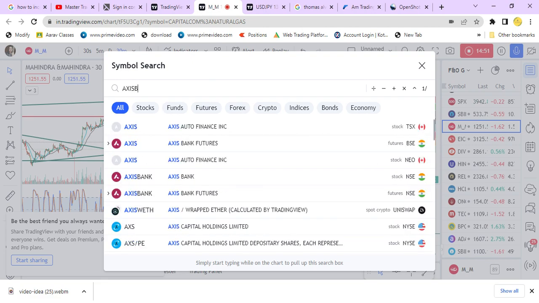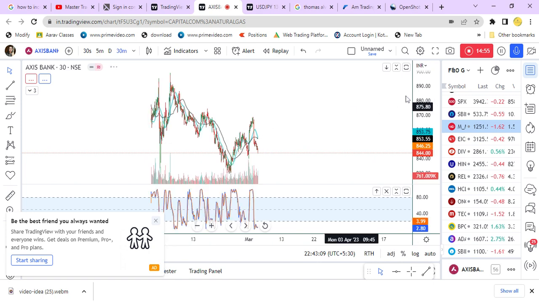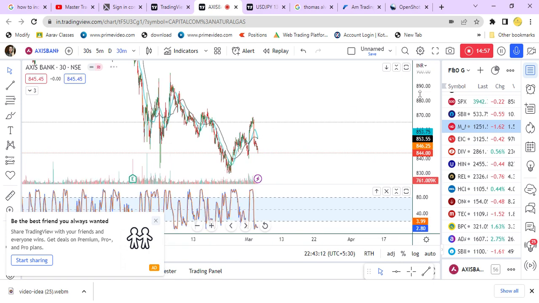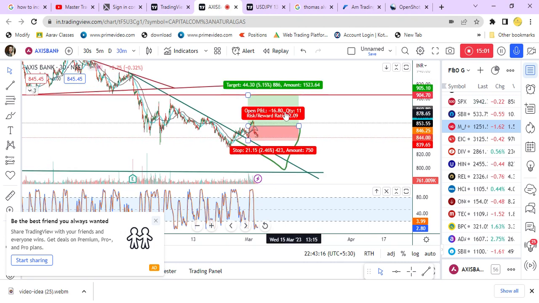Axis Bank. So Axis Bank also we are on call. The risk to reward ratio is 1 is to 2. So if we buy the stock of quantity 11, if the stop loss hits, we'll lose 750, or if the target hits, it will be 1523, right?